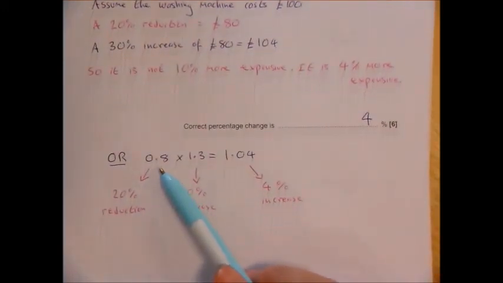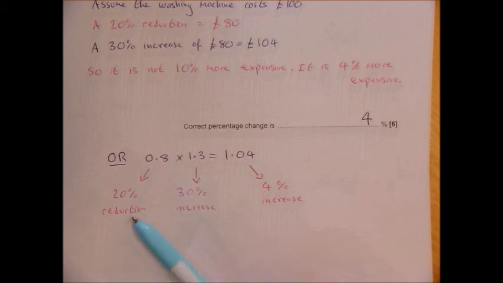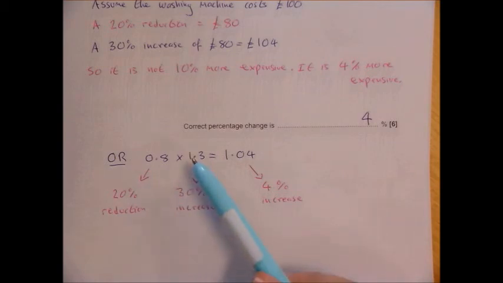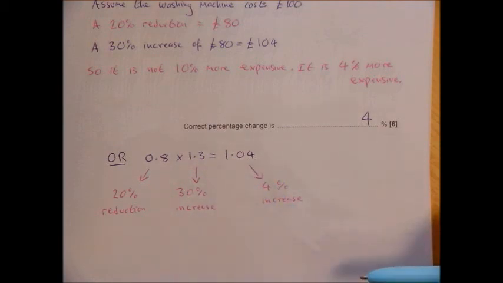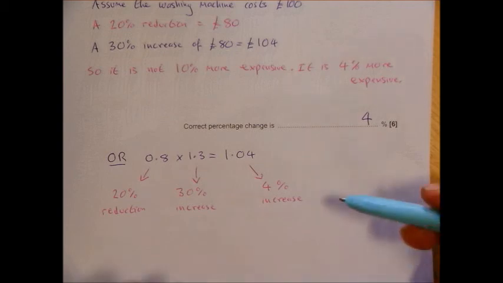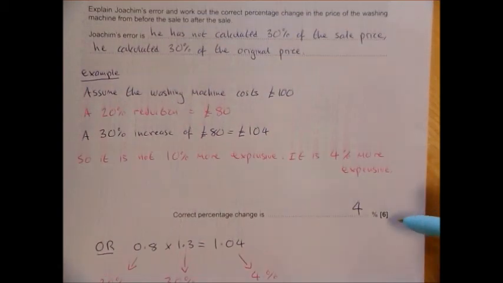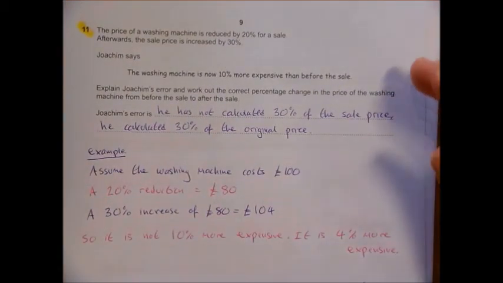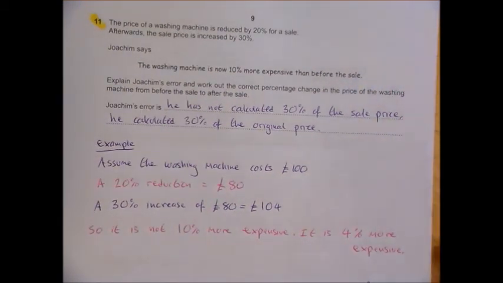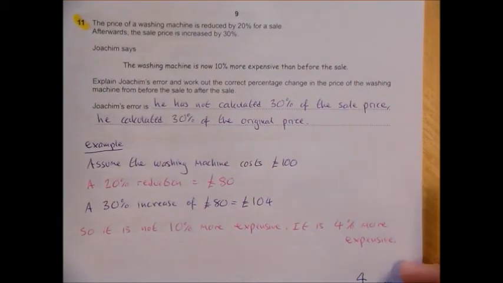0.8 is the multiplier for a reduction of 20%, and 1.3 is the multiplier for an increase of 30%. So if we do 0.8 times 1.3, I did 8 times 13, you get 1.04, and 1.04 is the multiplier for a 4% increase. So there is a simpler way of doing it, but there are 6 marks for that, so you really need to be picking up as many marks as you can from that one.